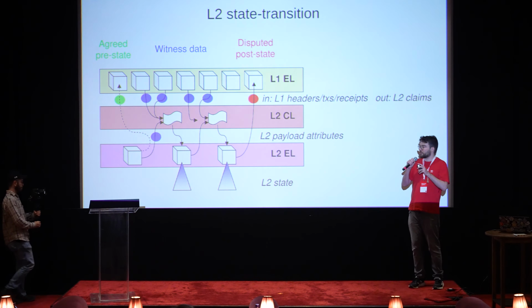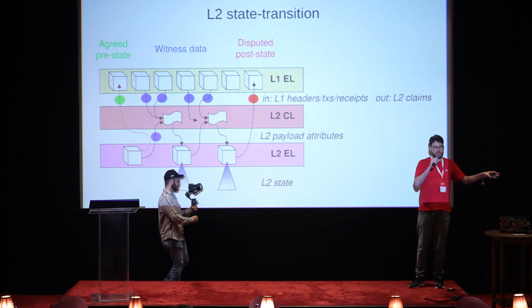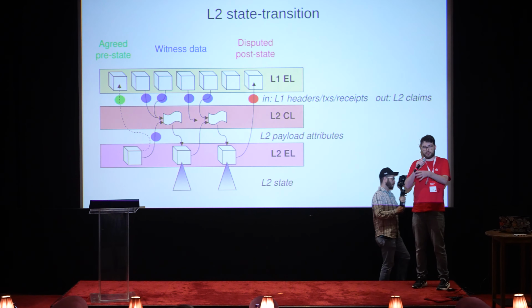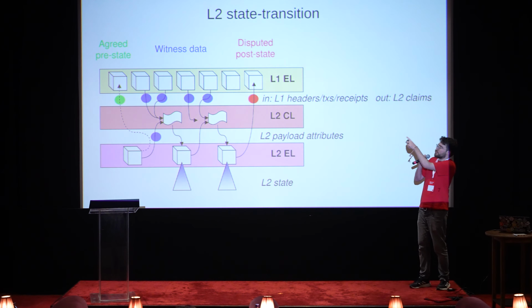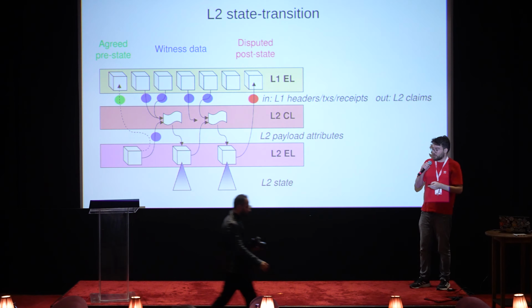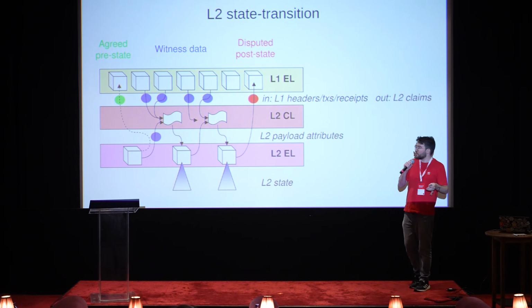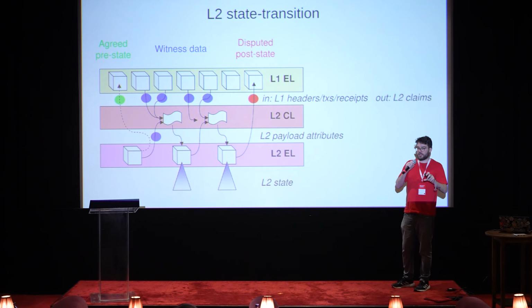Now, when we are proving something, we basically make an assumption that there's a prior state that everybody agrees on. Then there's some new data that needs to be processed. And then there's some output state that has been claimed that needs to be verified. So there are 3 different types of data: agreed data, witness data, and disputed post-state. And now what we are going to do is create a program that takes the agreed pre-state, applies the witness data in such a way that it can run in a very constrained environment without requiring a full node, such that it can be proven on-chain.